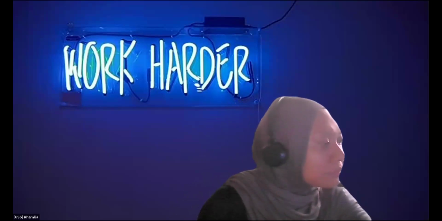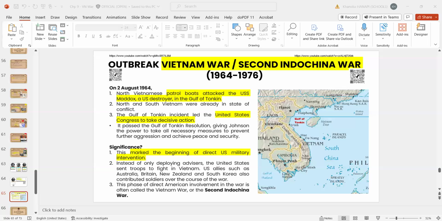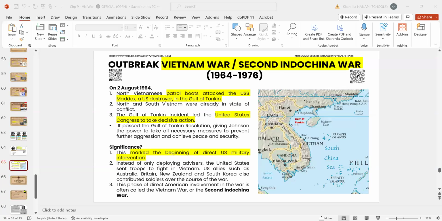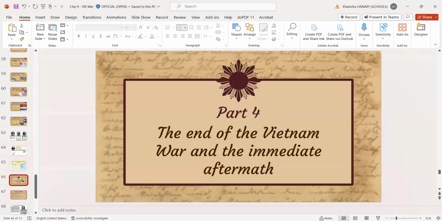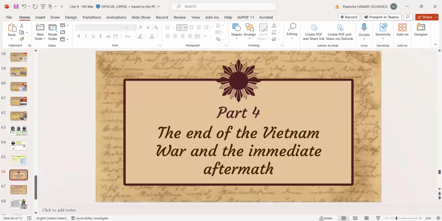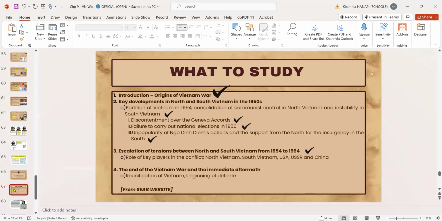So I'm going to share the screen again. All right, and we're here. We're at the last bit now. Part 4, the end of the Vietnam War and the immediate after effect. Now, your set of notes, somehow the stapler is a bit weird, so you have to learn how to toggle a bit. You just have to switch some of the pages. So you have the end of the Vietnam War and the immediate after effect. We've done number 1, number 2, as well as number 3. We are at number 4.